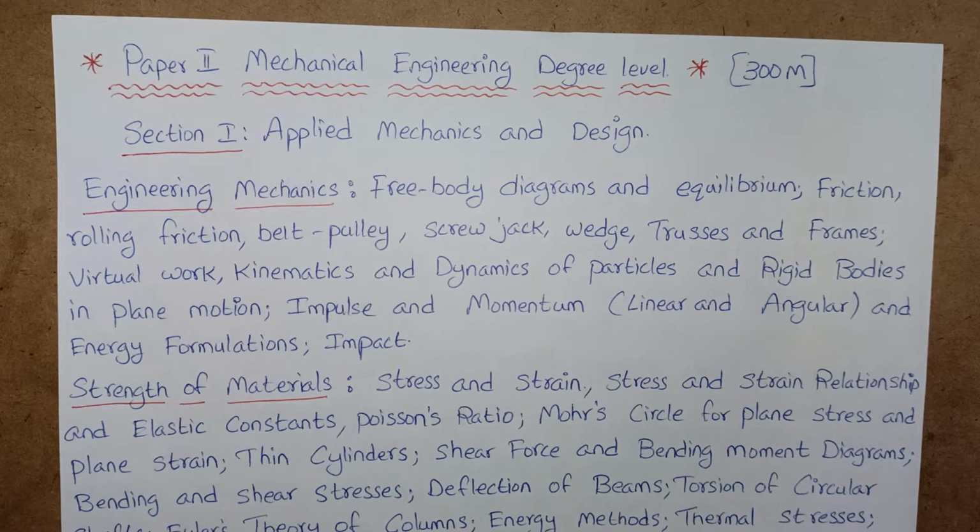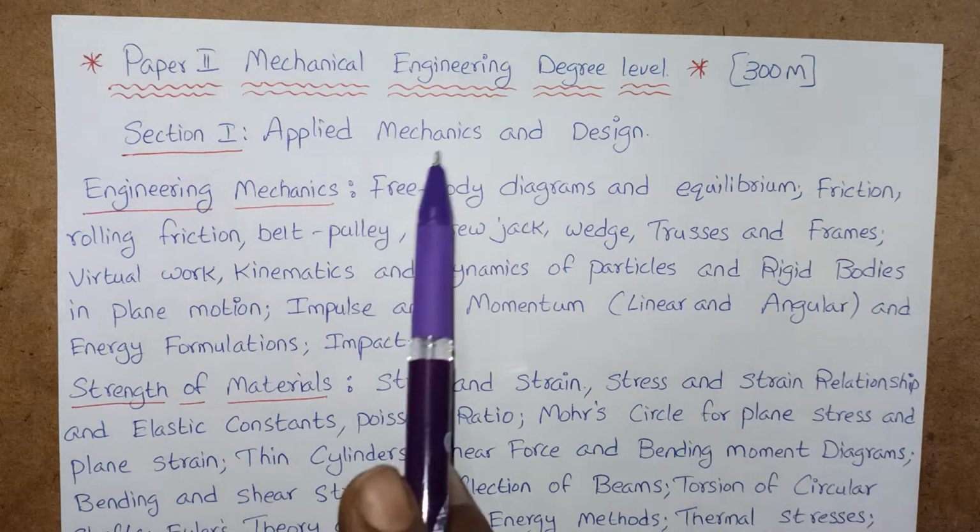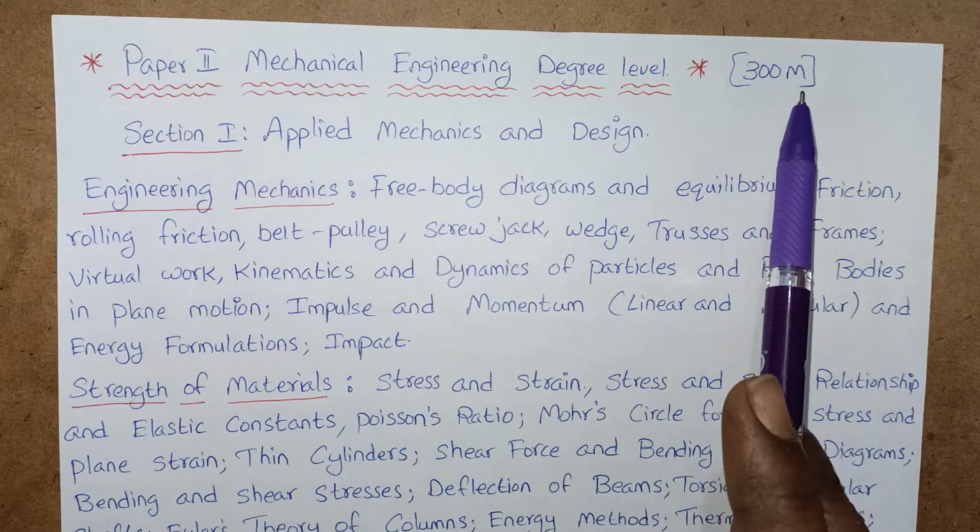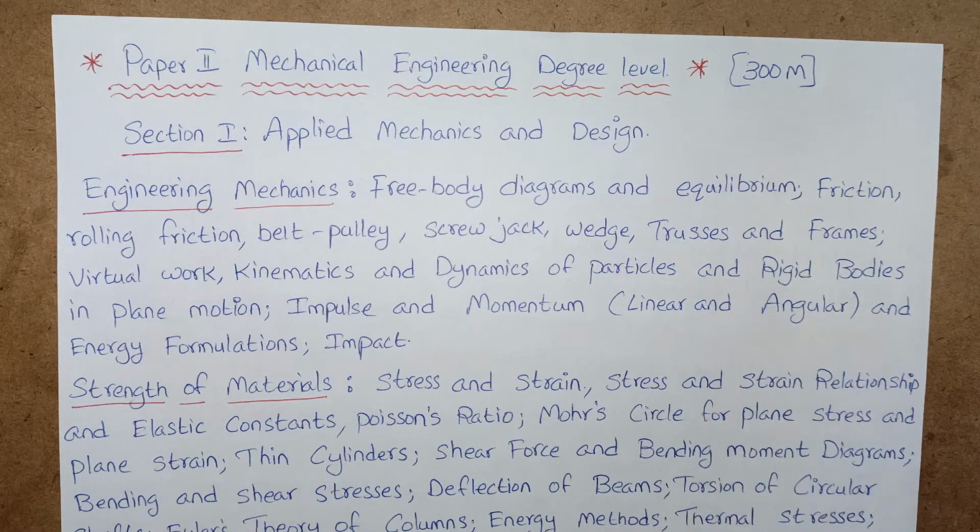Welcome to Anu Academy. In today's class in our channel, we will discuss Assistant Executive Engineering Paper 2. Subject is Mechanical Engineering. So this is for 300 marks. You will get 150 questions and marks is for 300 marks. So each question carries 2 marks.